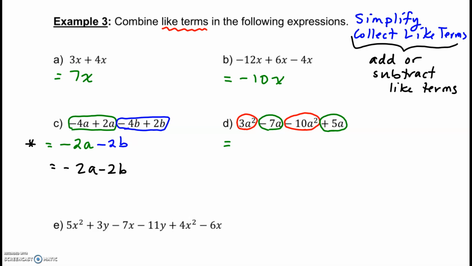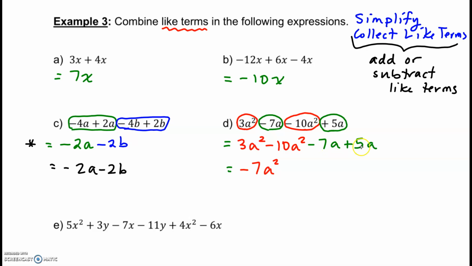All right, let's go ahead and we're going to write down the 3a squared minus 10a squared together. So 3a squared minus 10a squared get written down together, and negative 7a plus 5a get written down together. Now I'm not going to circle these because they are already color-coded for us. So I can see I have to do 3 minus 10. 3 minus 10 is a negative 7a squared. So remember, the a squared doesn't change. It's just the coefficient in front.